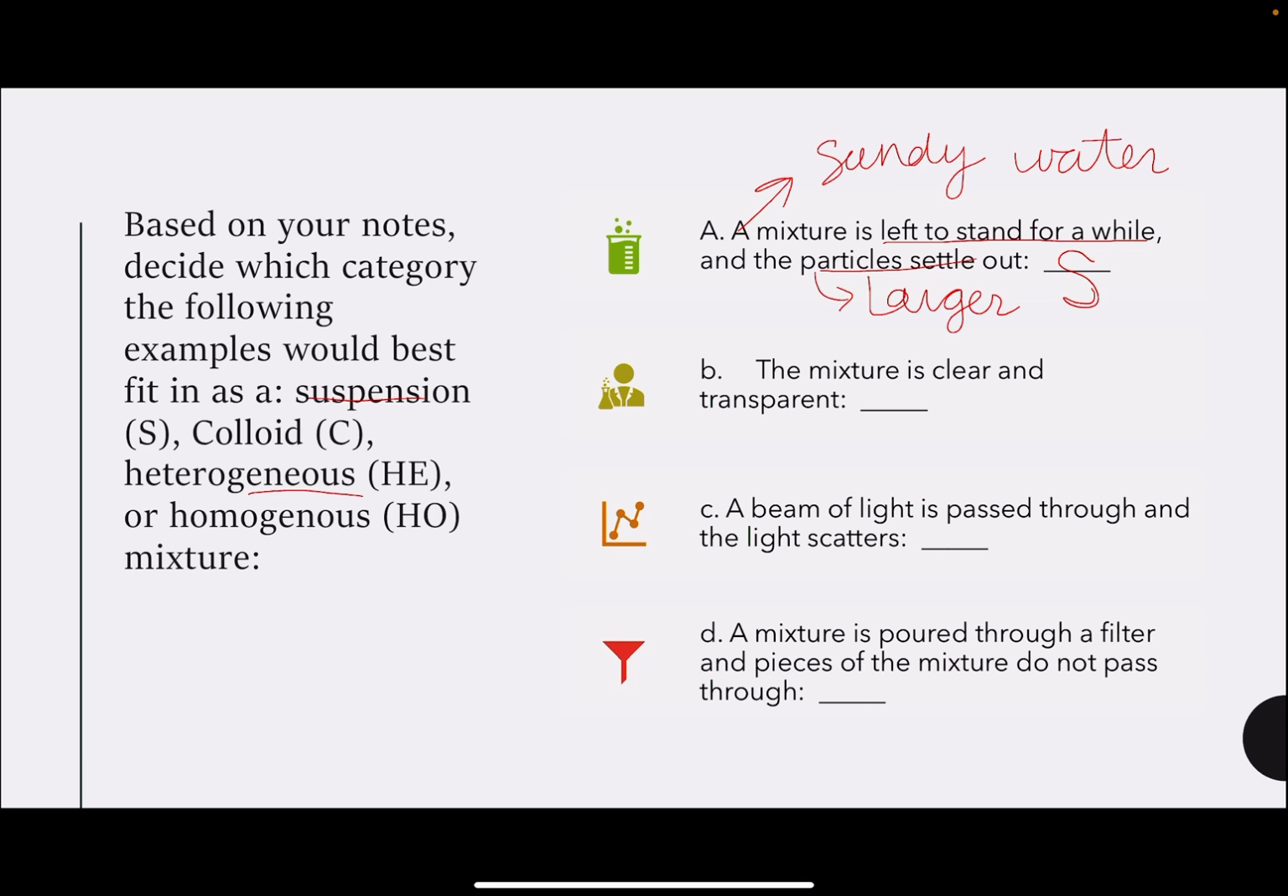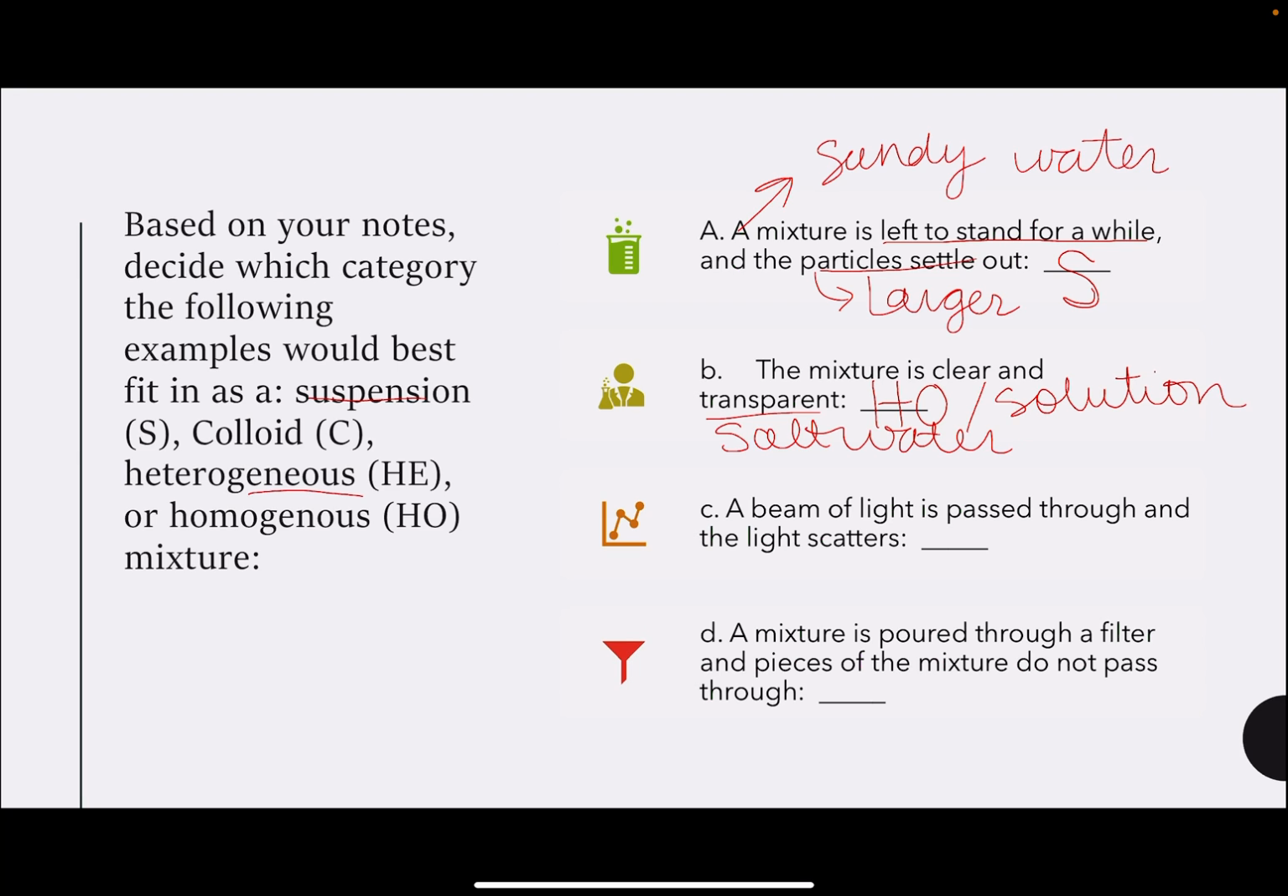Letter B, the mixture is clear and transparent. And we saw this in the last one there with our Tyndall effect. We see this would be HO, also known as a solution, which is a synonym for it. And our example was salt water in class, and we saw that no beam scattered, and it looks uniform throughout from the top to the bottom.